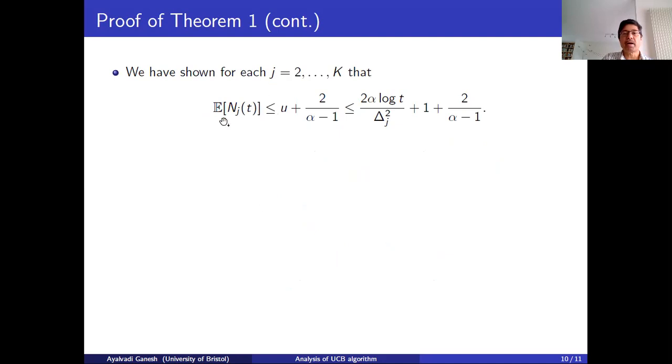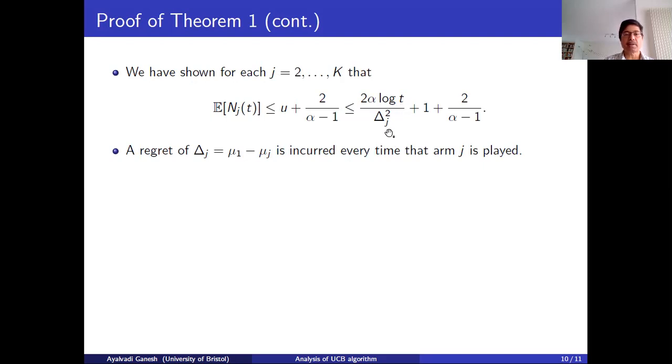So for each suboptimal arm j, we've shown that the expected number of times it's played up to time t is bounded by, this is u. Okay, u was the smallest integer bigger than this, which adds something up to 1, and then there is this. But ignoring details, this is just some constant. You get a constant multiple of log t divided by delta j squared. This is the upper bound on the number of times arm j is played.